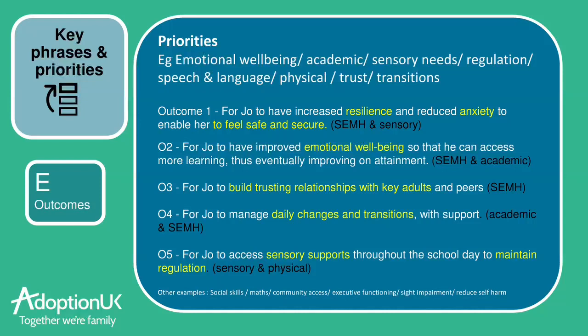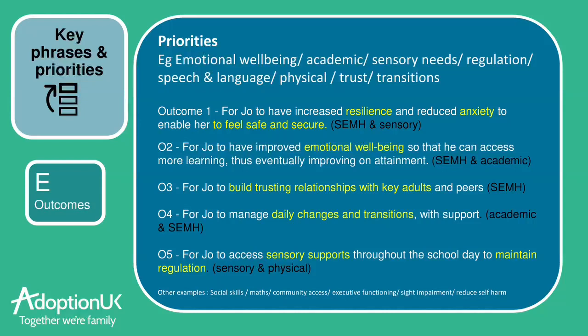Looking at outcome 4 here, for Joe to manage daily changes and transitions with support. Again, that will affect the academic, but also the social emotional as well. And an example in outcome 5, for Joe to access sensory support throughout the school day to maintain regulation. Sensory and physical. So these are quite broad terms.